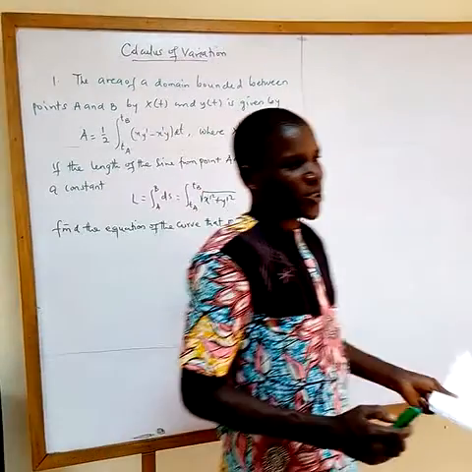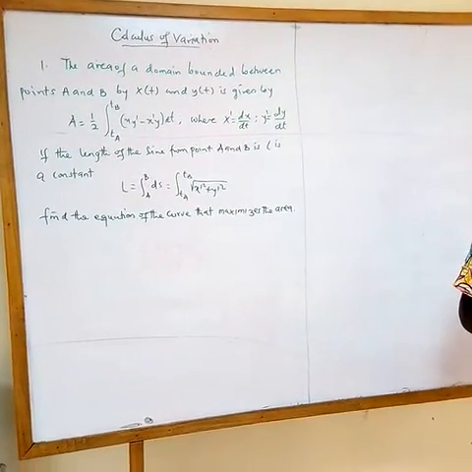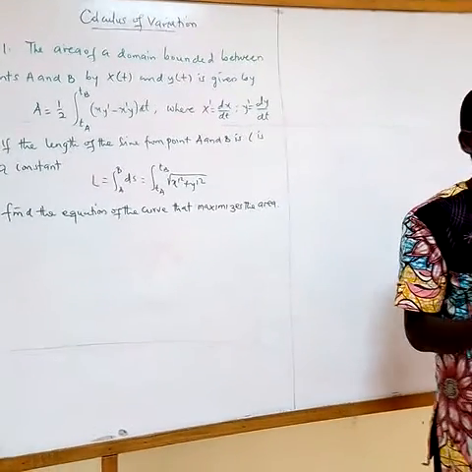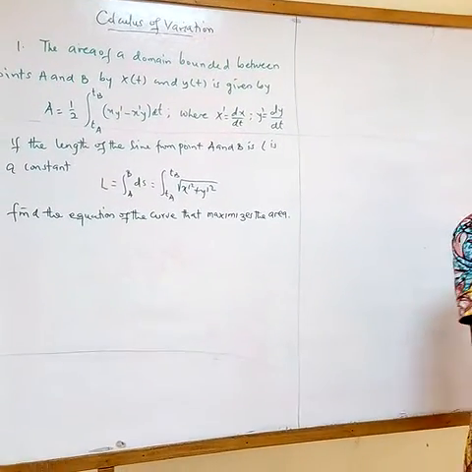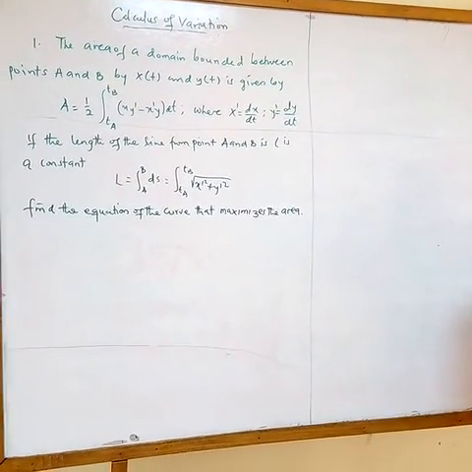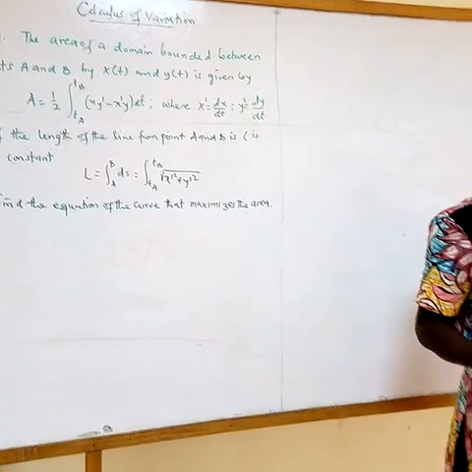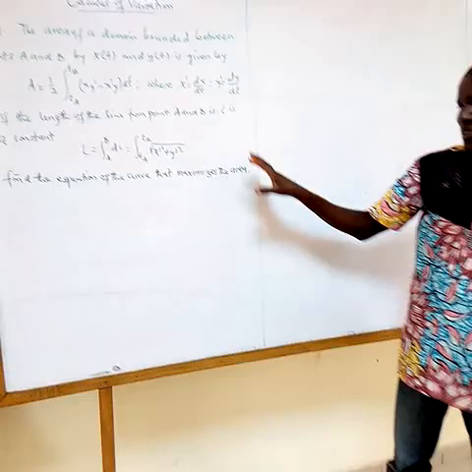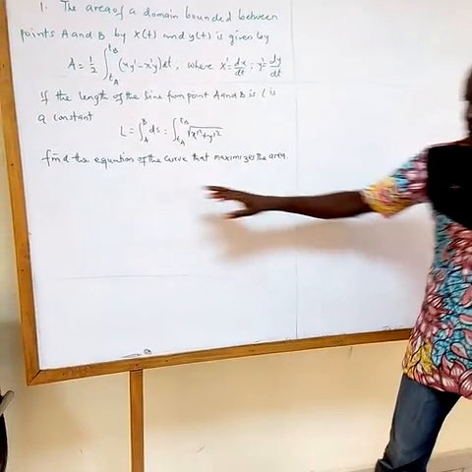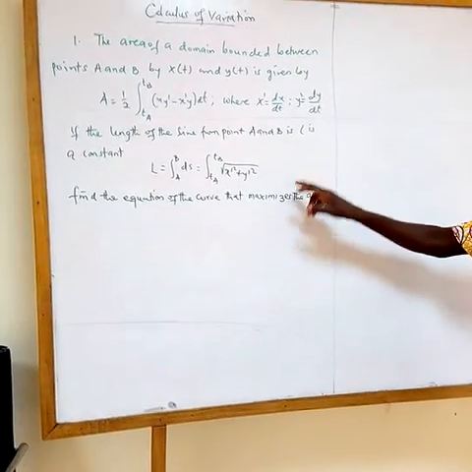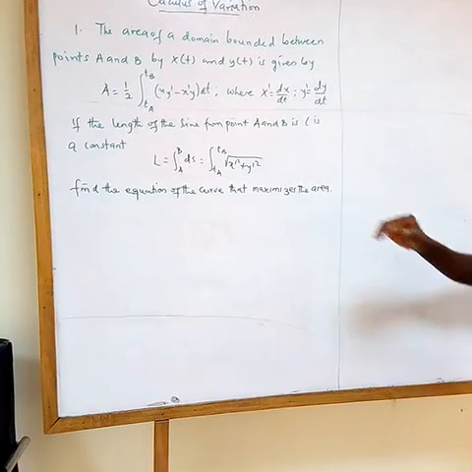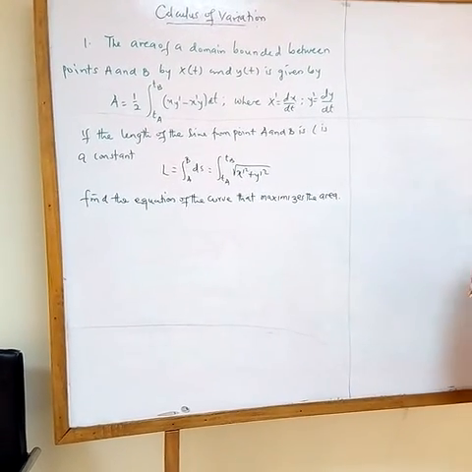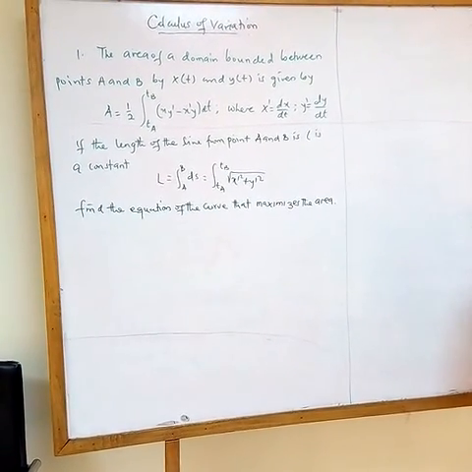In our previous lecture, what we treated was how to get the shortest distance between 2 points and how to minimize the time taken for an object to fall from any height to the ground. But in this question, we are being told to maximize the area, that is, find the equation of the curve that maximizes the area. In this case, the other one was minimum. This time around, if you want to maximize anything, what you apply is what we call the Lagrangian multiplier.